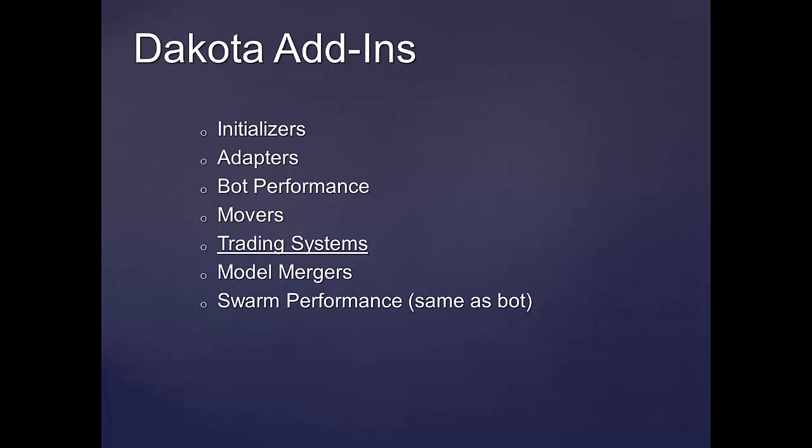Next comes bot performance, which asks: given these parameters and the signal the trading system calculates for the bot, how good is that signal? That can be used to say this bot's better than that bot, or that the performance improved by making this change. So it's a number that goes on a bot and its parameter values for that trading system. Movers move bots from swarm to swarm. Trading systems are what generate the signals.